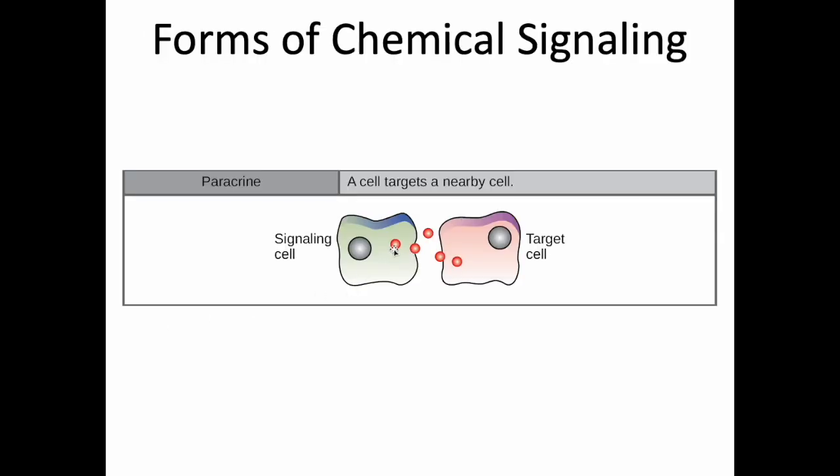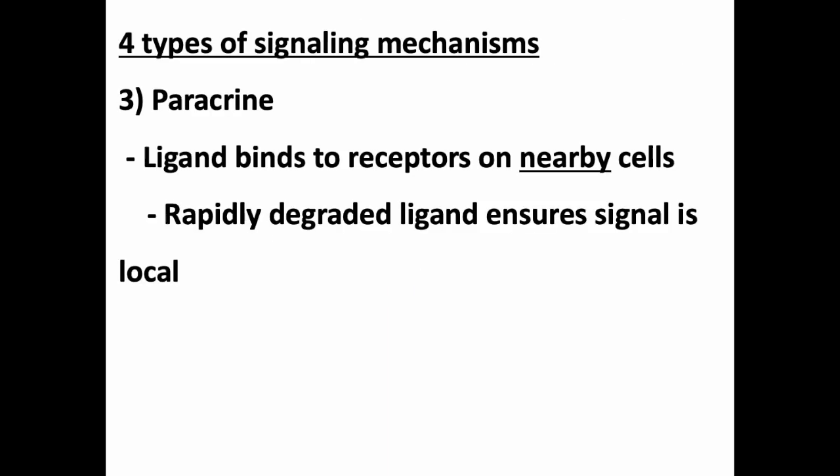Number 3, we've got paracrine. So this is where the ligand goes from one cell to a different cell, so it's not autocrine, and the ligand does have to travel a distance. They're not touching one another, but it is a short distance. So signaling cell sends out a ligand, it travels a short distance where it binds to its target cell or cells. To summarize, in paracrine, ligand binds to receptors on nearby cells, and I've underlined the word nearby.